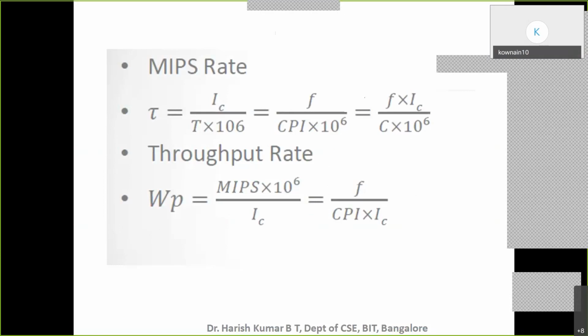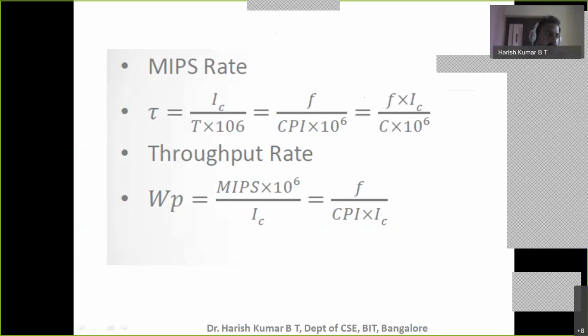MIPS rate is coming to 25.81. F's value is 40 into 10 raised to 6, divided by CPI, which is 1.55, into 10 raised to 6. So that got cancelled. 40 divided by 1.55 is 25.81. Okay, that is fine.